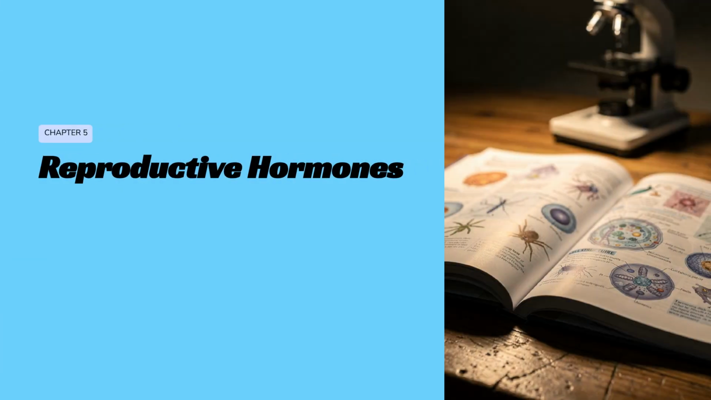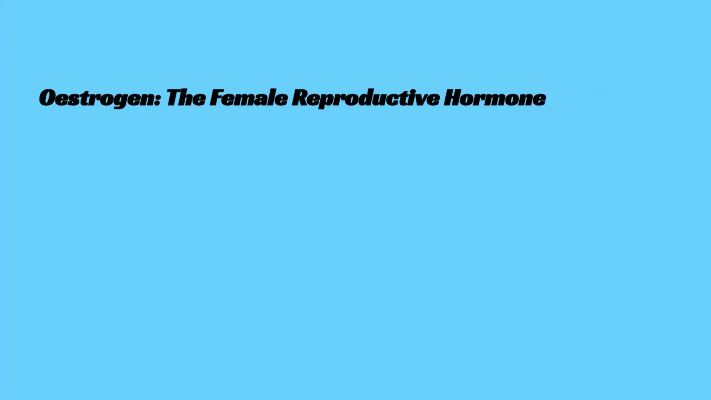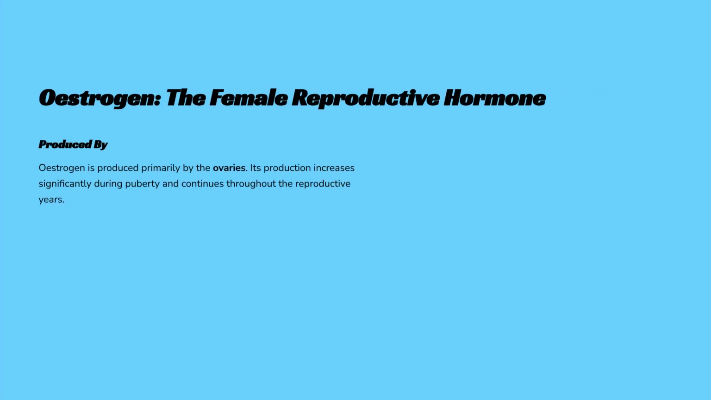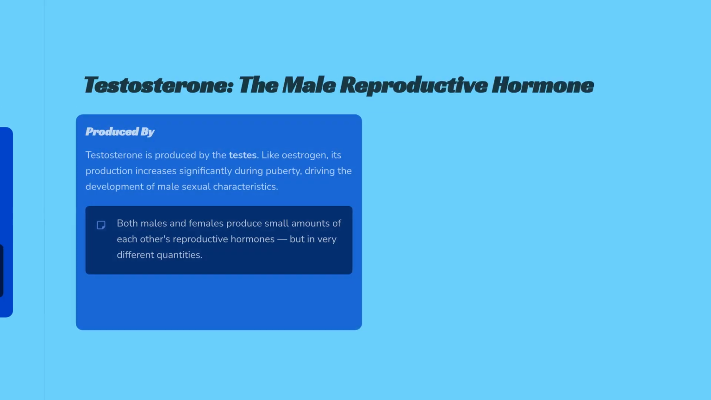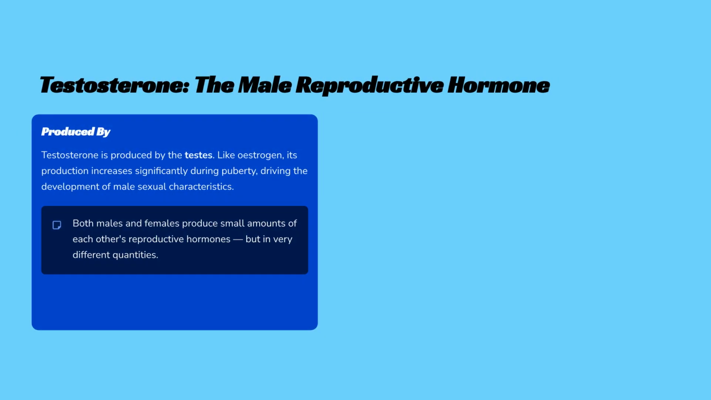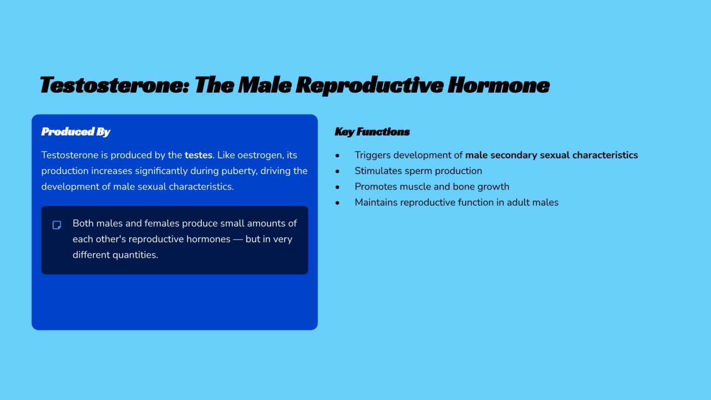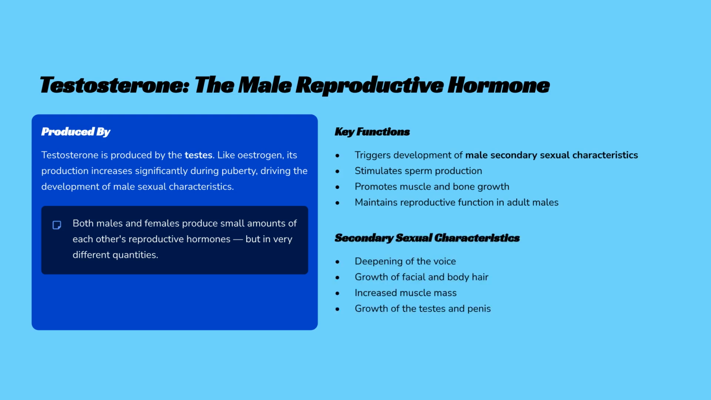Chapter 5 focuses on reproductive hormones, estrogen and testosterone, which control sexual development and reproduction. Estrogen, the primary female reproductive hormone, is produced by the ovaries. It triggers secondary sexual characteristics like breast development and regulates the menstrual cycle. Testosterone, the male reproductive hormone, is produced by the testes. It stimulates sperm production and triggers male secondary sexual characteristics, such as the deepening of the voice and increased muscle mass.